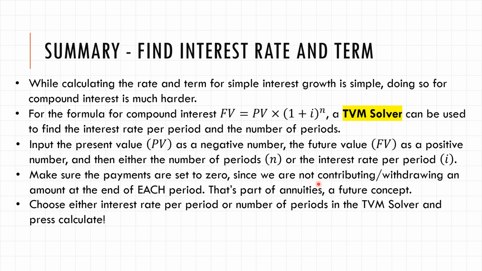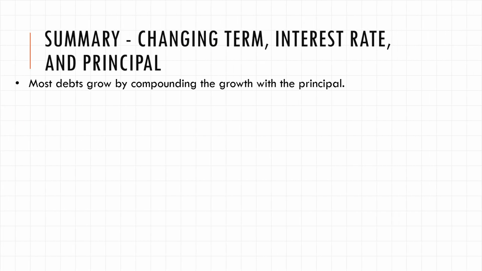And then whichever one we entered, if we enter the number of periods, you choose the interest rate per period and you click calculate, and it will tell you what the interest rate is. Or you could put in the interest rate and click on the number of periods, and it'll automatically calculate how many periods that would take. Finally, we looked at what happens to a future value of an investment or a loan if we change these around.